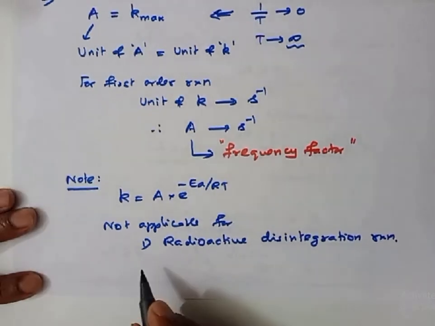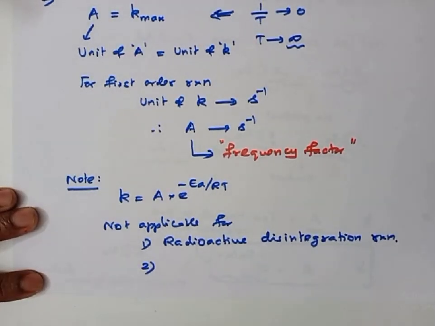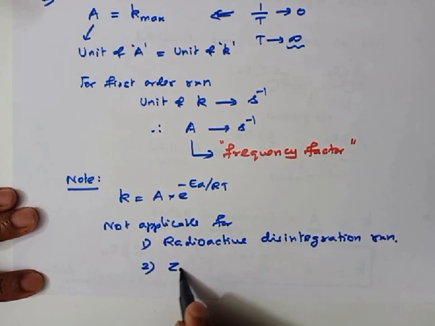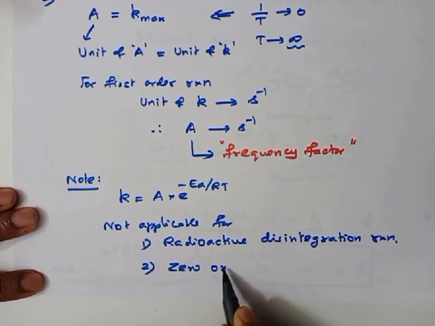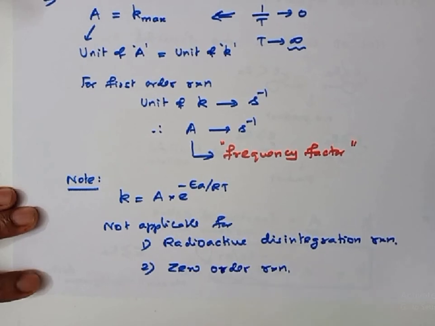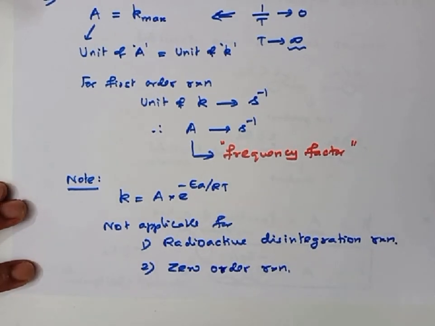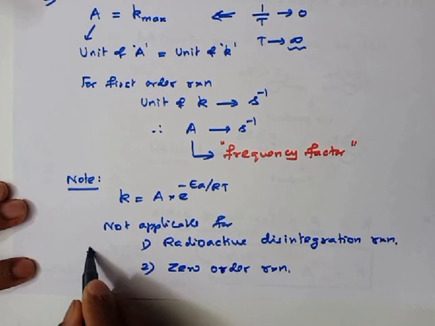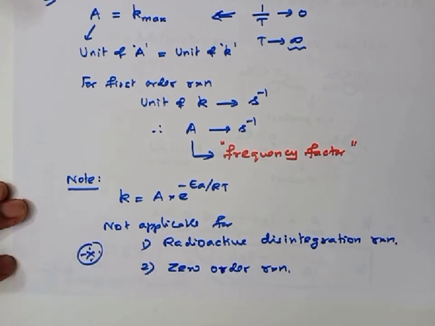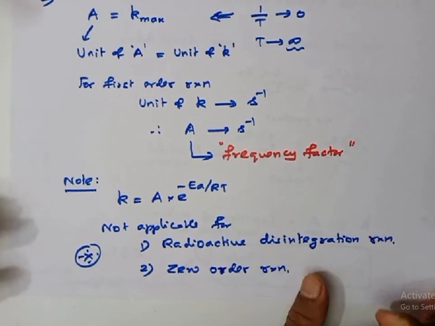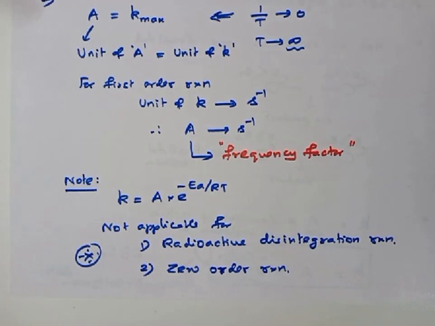And second, the Arrhenius equation is not applicable even for zero order reactions. We cannot apply the Arrhenius equation for a zero order reaction. It's a very important point, keep this in mind. Then, what happens if the activation energy of a reaction is 0?